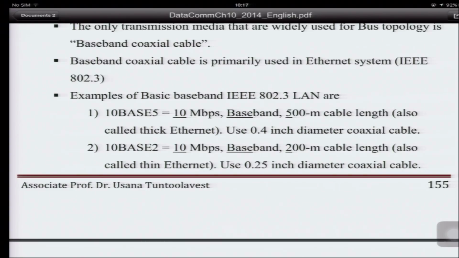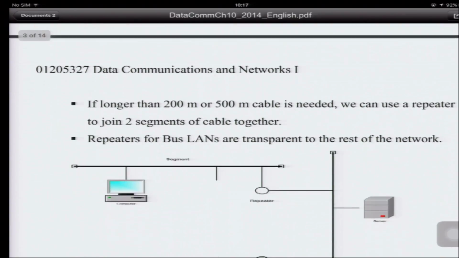The second one is the 10Base2, or 10 megabits per second baseband, 200 meters cable length. So the first number is the same, but the last number is different. The number 2 here is the 200 meters cable length. We call this thin Ethernet, because it uses a smaller diameter, 0.25 inch diameter coaxial cable.